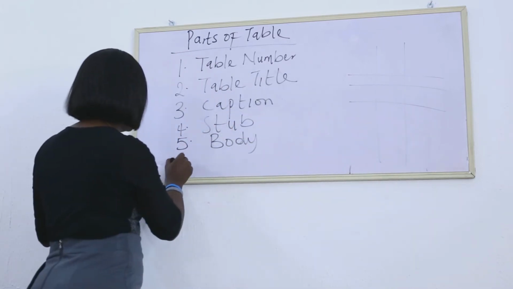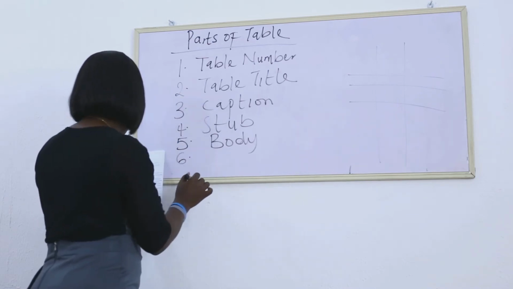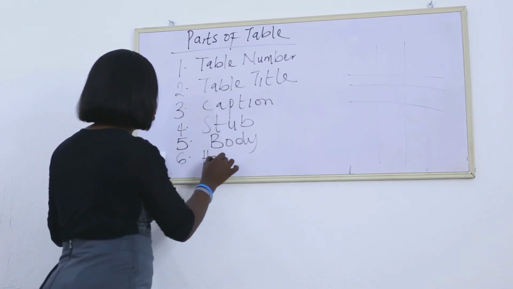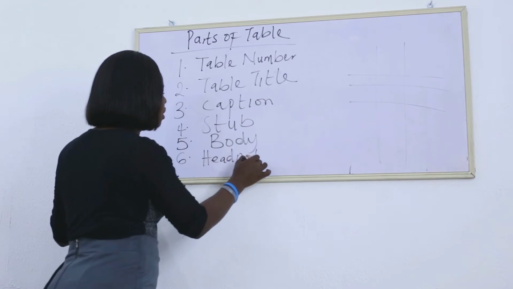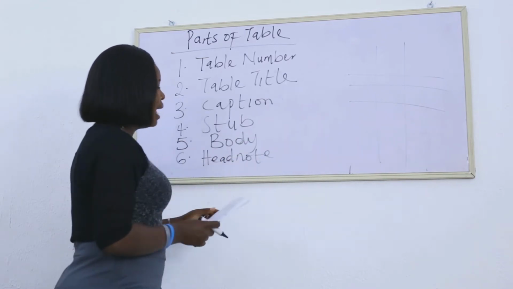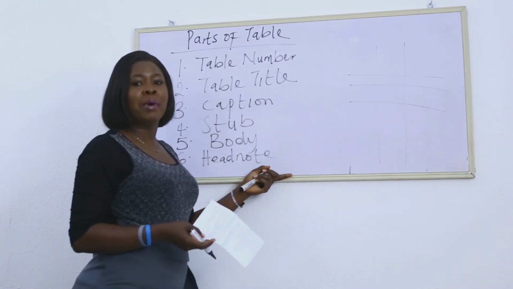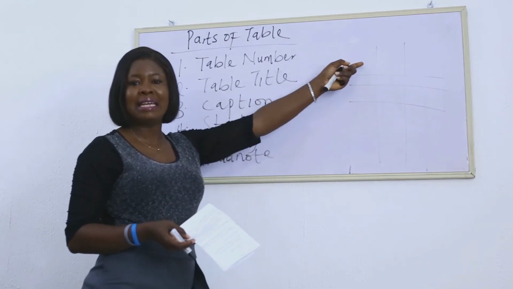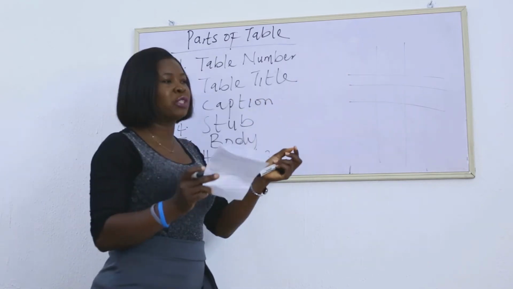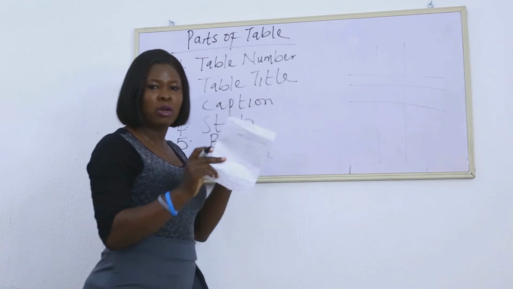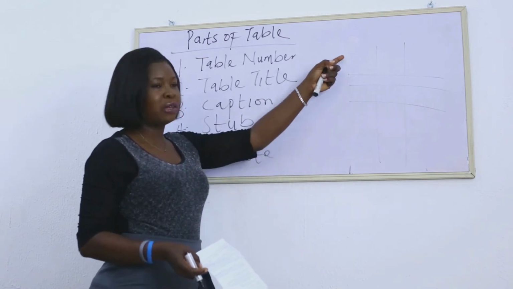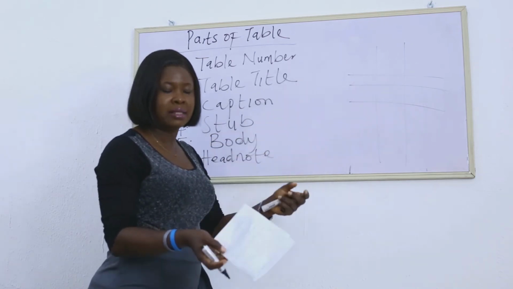Then another part of a table is called headnotes. And usually, what are headnotes? Headnotes are things that are important that are not represented in the title, and we are just showing a caption that shows headnotes. What are those other attributes that are not in the title and are important?